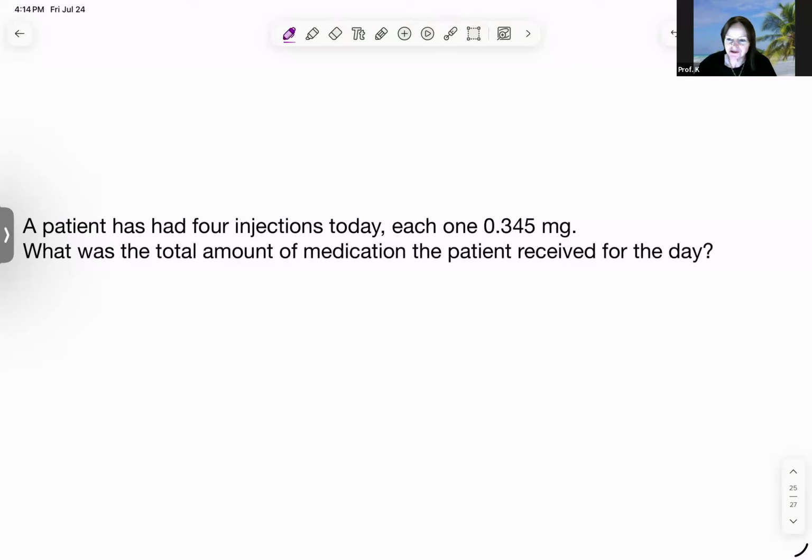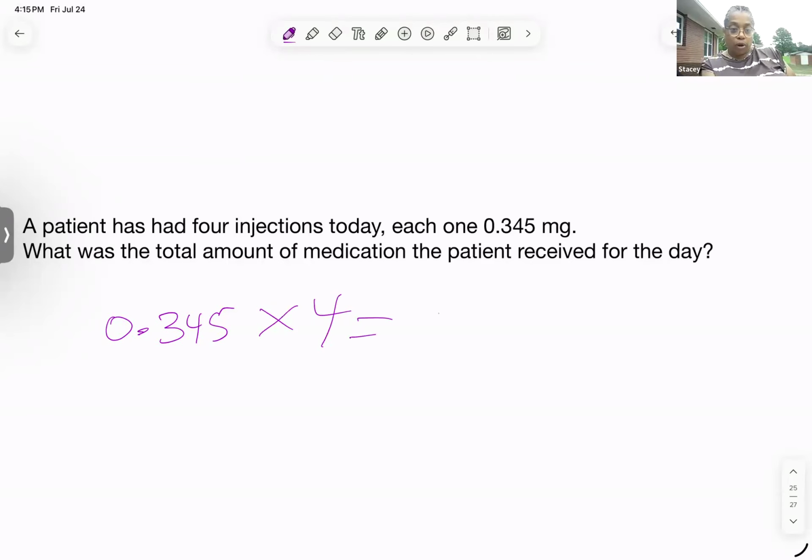Oh, that's the wrong unit of measure though. Well, that would have been 5.5. You said the patient had 4 injections today. Each one was 0.345 milligrams. What was the total amount of medication the patient received for the day? So it would be the total milligrams of medication that the patient received for the day. So you're going to say he got that 4 times. So it would be 0.345 times 4, right, and the answer is 1.38 milligrams.